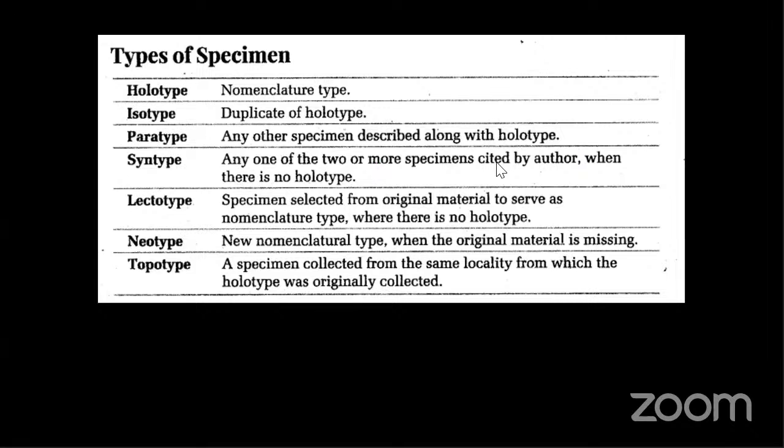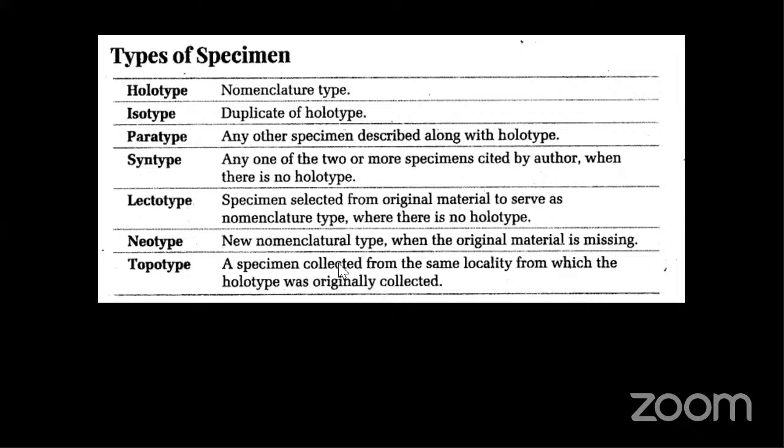Syntype, any one of the 2 or more specimens cited by the author when there is no holotype designated. In that case, it is commonly called as syntype. Lectotype, where original material or holotype is lost. In that case, the nomenclature type is selected from the original author collection by subsequent author, is called as lectotype.